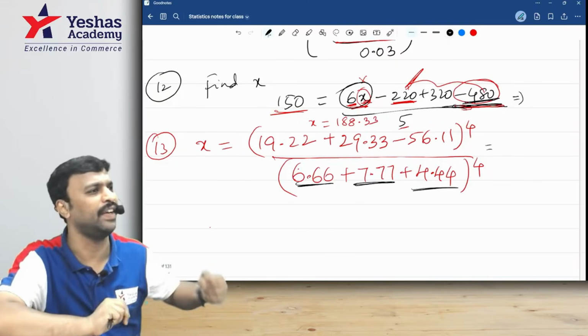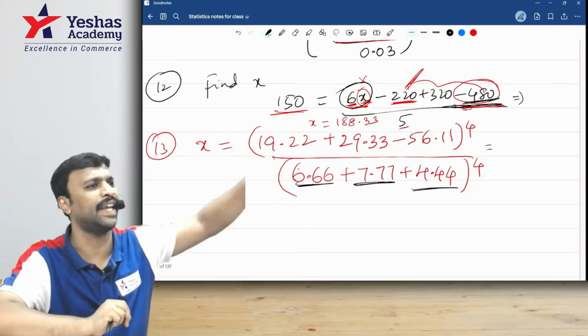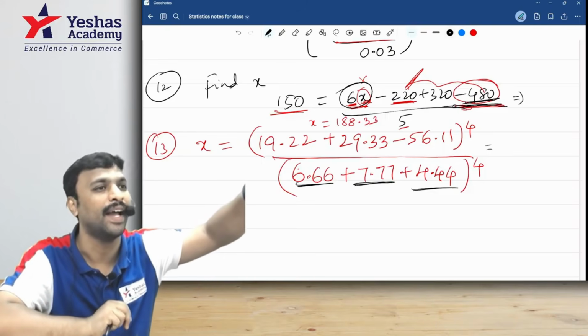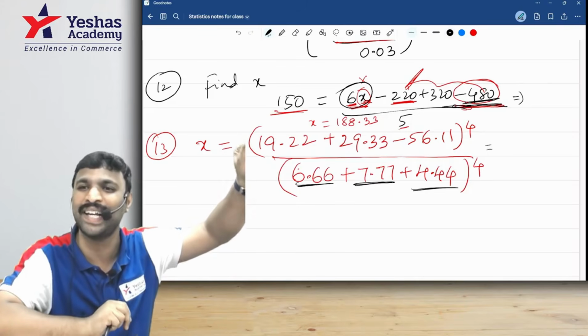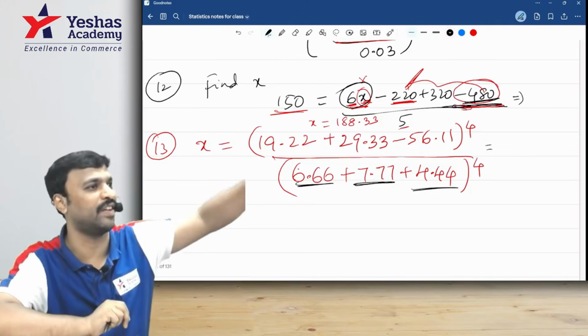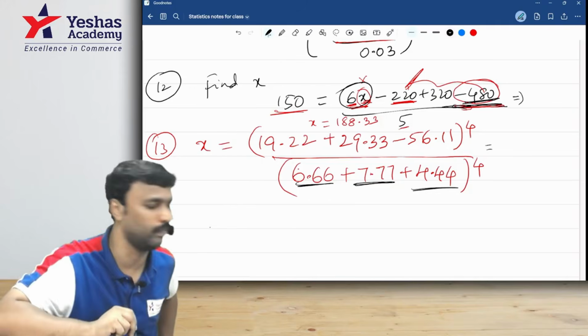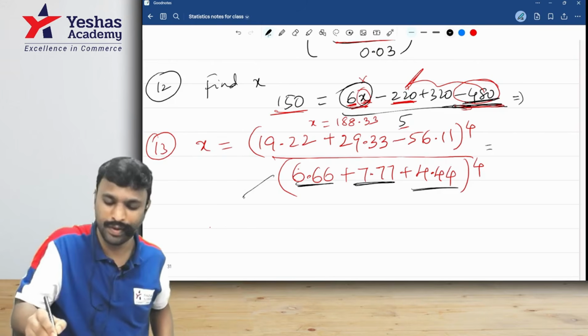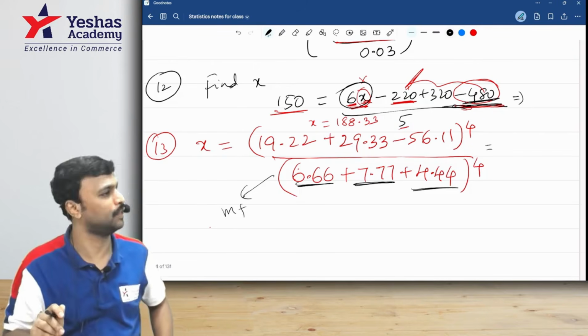Clear? Can we take it up? Why? Why can't we take it up? We have a complicated one in the numerator. Had it been simple, we would have taken it up. Yes or no? Right. So what do you do? M plus to store it.